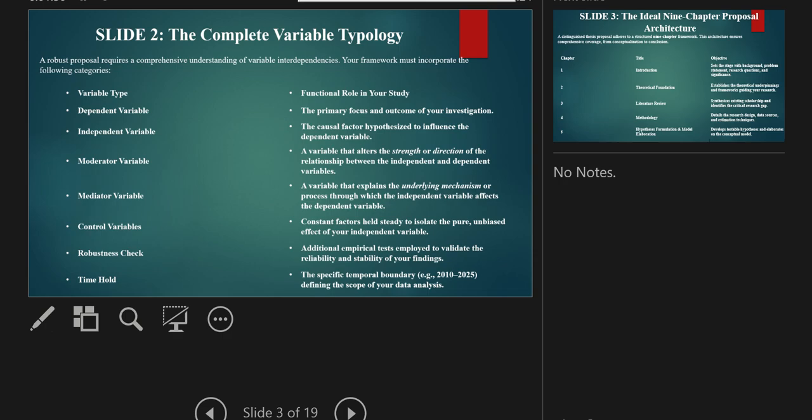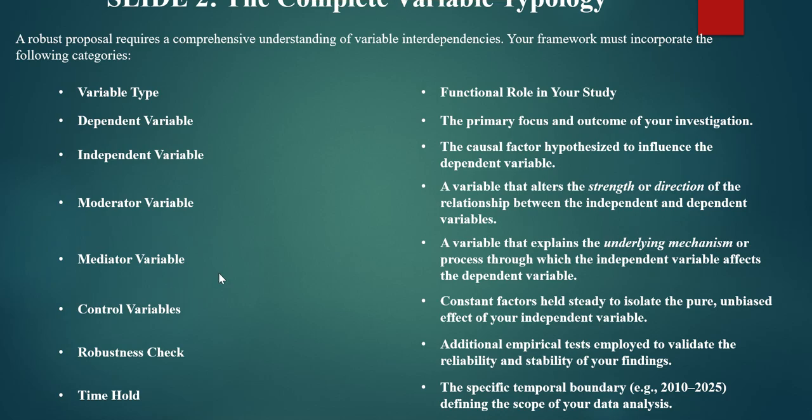Now let's understand the different types of variables. Many students become confused when they hear terms like moderator, mediator, or control variables. Let's simplify them. The dependent variable is what you want to explain or predict. Now, the independent variable. The independent variable is the factor that influences the dependent variable.